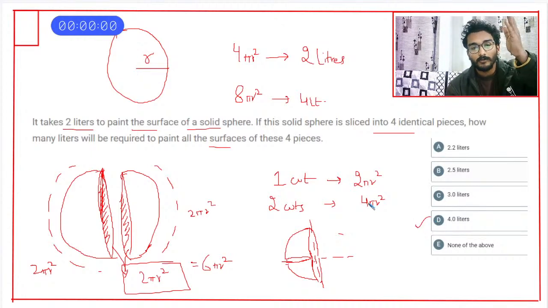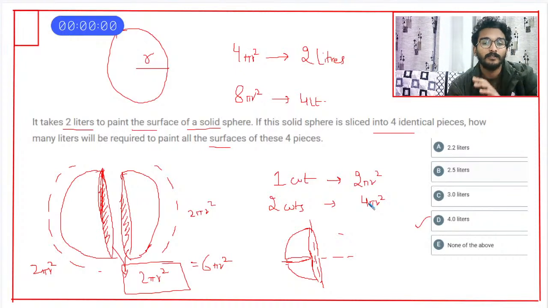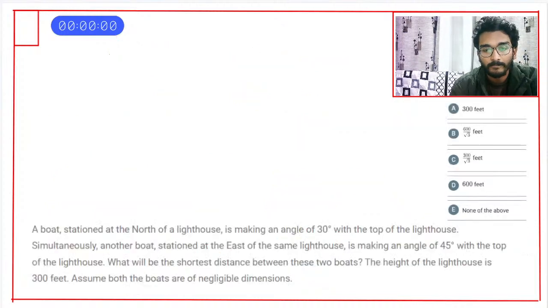Basically, whenever you do one cut, there will be 2 additional surfaces. For 2 cuts, there will be 4 additional surfaces. So in total, we have 4 pi r square already there. 4 pi r square is added because of 2 cuts. So total is 8 pi r square. So 4 liters required for that. Okay. Try one more question.